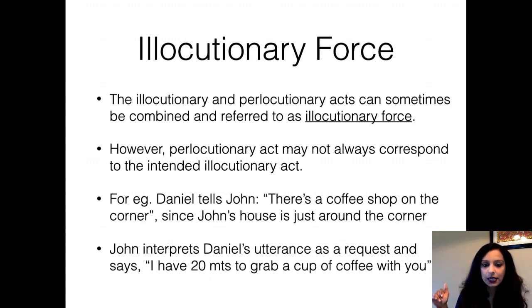But John interprets Daniel's utterance as a request, so he interprets that as an illocutionary act, not as a locutionary act, and says, oh, I have 20 minutes to grab a cup of coffee with you if that's what you want to do. So this is when your illocutionary act combines with the perlocutionary act, and it's called illocutionary force, right? So there's a coffee shop on the corner. Your friend misinterprets this and says, oh, I have 20 minutes to grab a cup of coffee with you, right? So that is called illocutionary force.